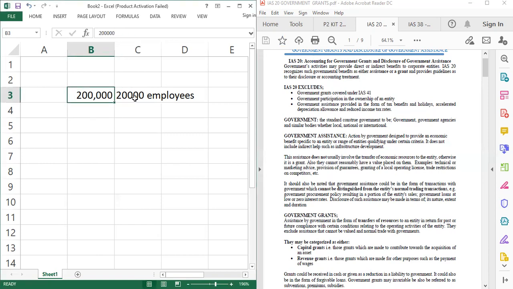You're an accountant of a company, and the government has made an announcement that any company that employs more than 20,000 employees in a year will be given 200,000, and your company has employed more than 20,000 employees. As an accountant, will you go ahead and be saying that you are recording a government grant of 200,000? Will you do that?